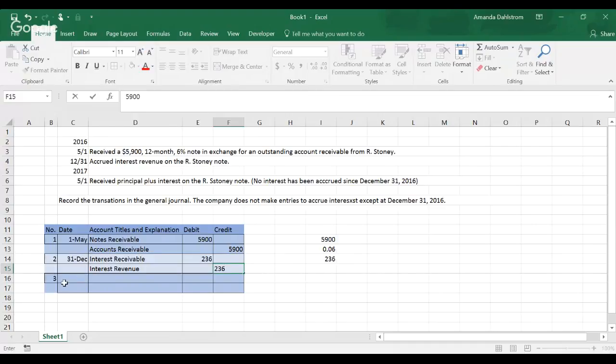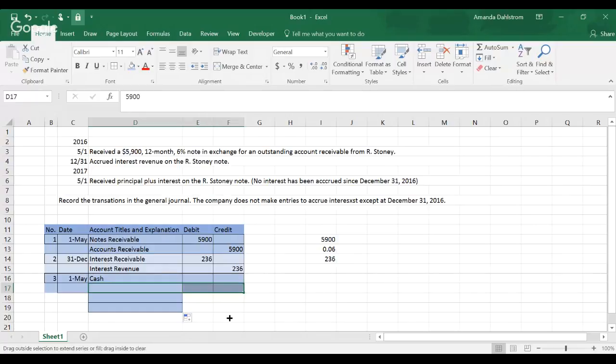And then the next transaction we have is going to be on May 1st of 2017. And this was actually going to be quite a bit longer. I just noticed I didn't make enough spaces for this. So what we're going to debit is it's receiving everything, so it's going to be cash. And our credit accounts, we're actually going to have 3 here. And the first one is going to be notes receivable because it's going to be the principal of the balance. Notes receivable, and that is going to be credited the amount of $5,900.